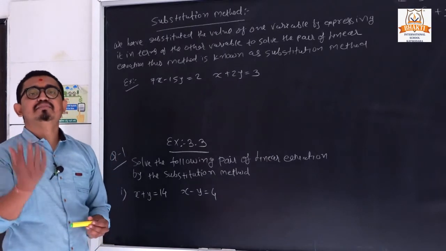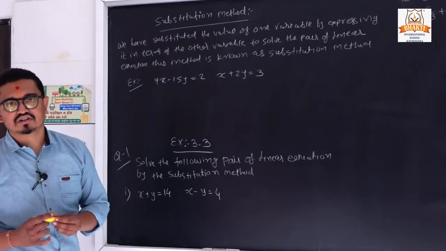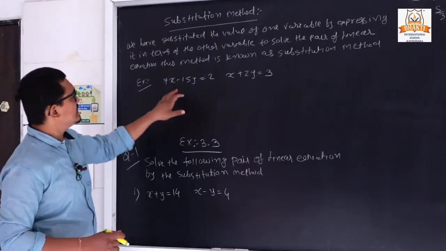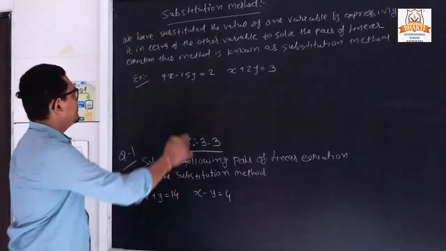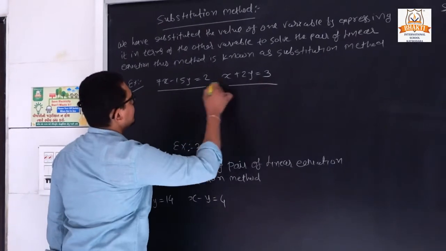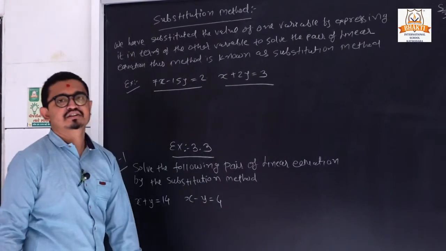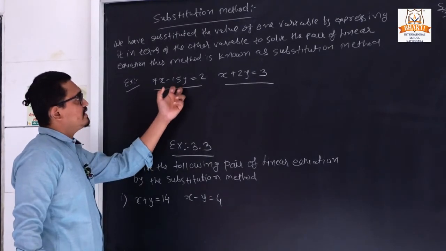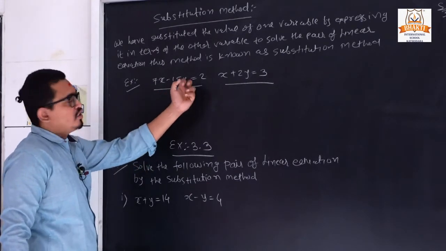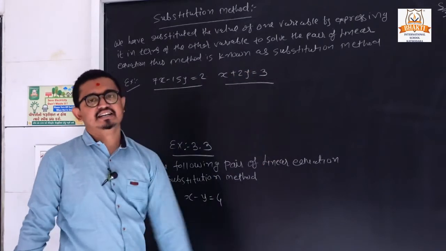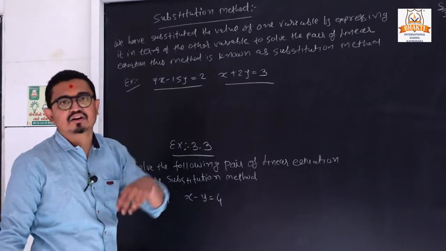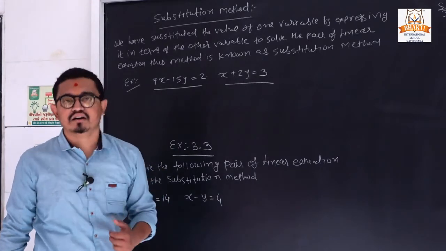So how can we implement that method in a real situation? For that I am taking an example. See that example. Here we have two equations: equation 1 and equation 2. We can take the value of x or y from the first or the second equation and then put it in the second or first equation. It depends on us.